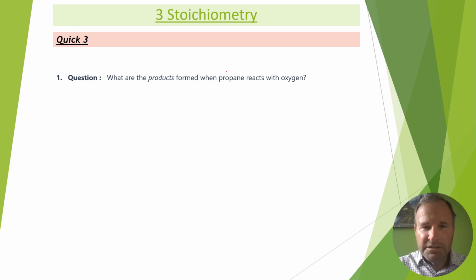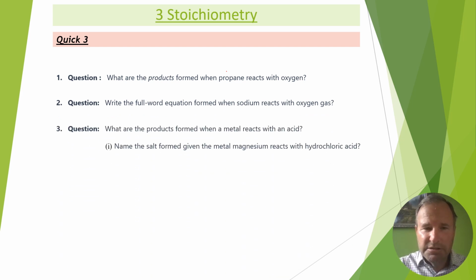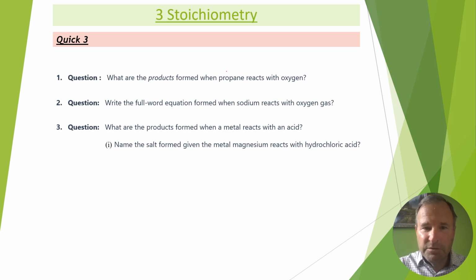Number 1. What are the products formed when propane reacts with oxygen? Number 2. Write a full word equation when sodium reacts with oxygen gas. And number 3. What are the products formed when a metal reacts with an acid? Second part to question 3. Name the salt formed when the metal magnesium reacts with hydrochloric acid. If you can't remember the reactions, just stop and go back through the video before you answer those questions. So if you've answered those questions now, we're going to go on to the answers.